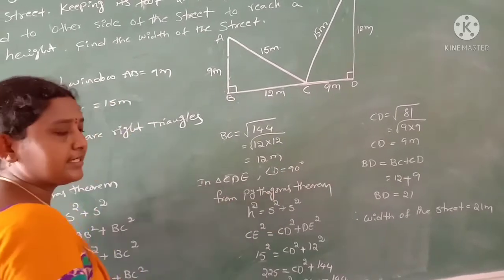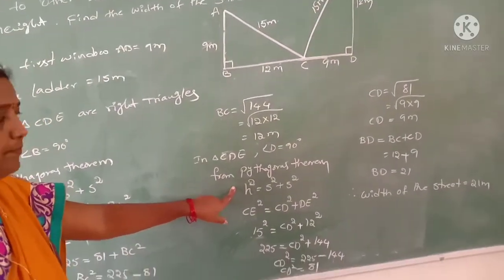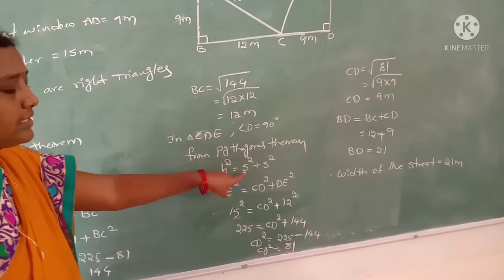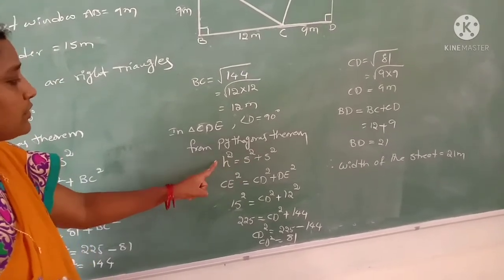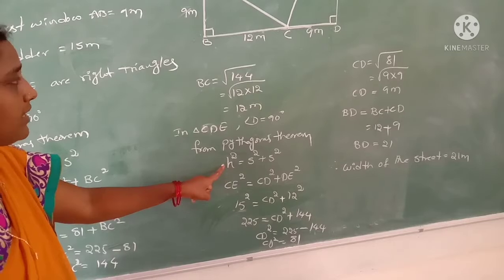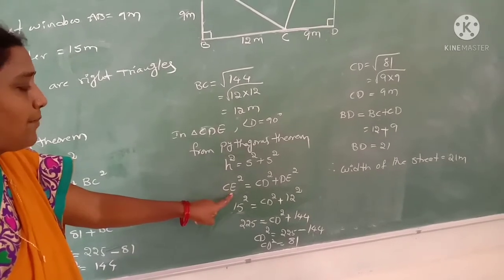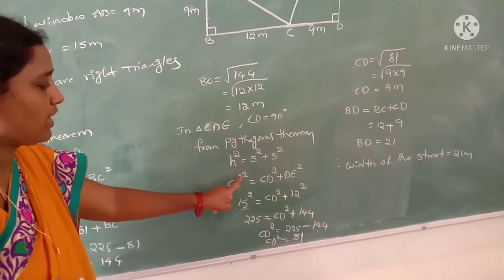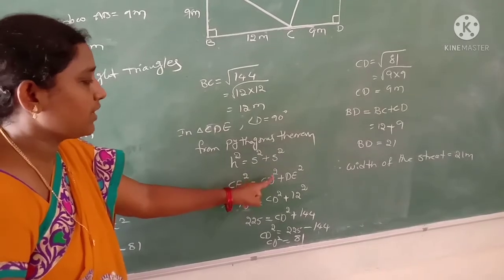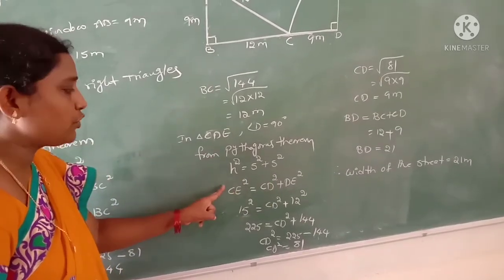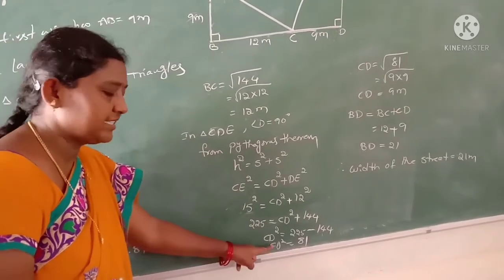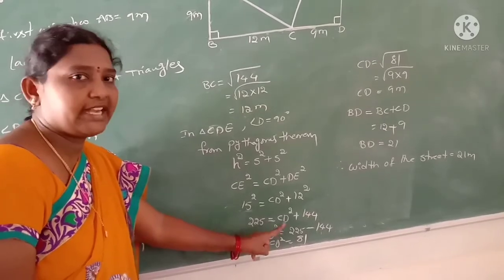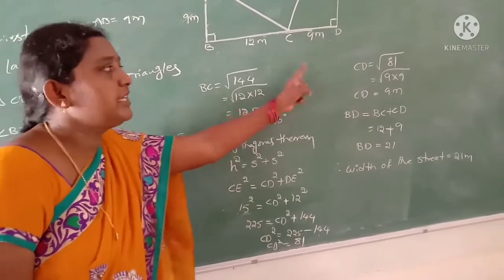From Pythagoras theorem, hypotenuse square equal to side square plus side square. So hypotenuse means, from the figure, CE is the hypotenuse. So CE square equal to CD square plus DE square. We substitute the values and find the CD square value 81. We find the CD value.